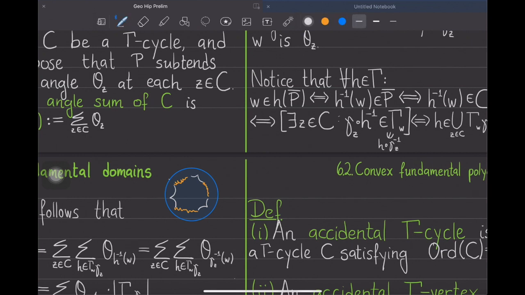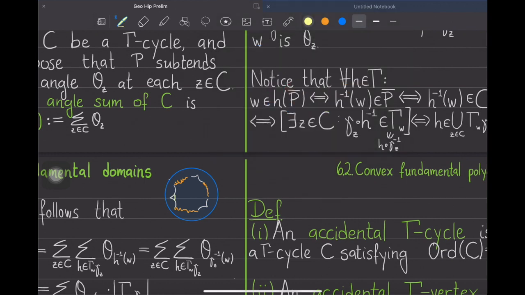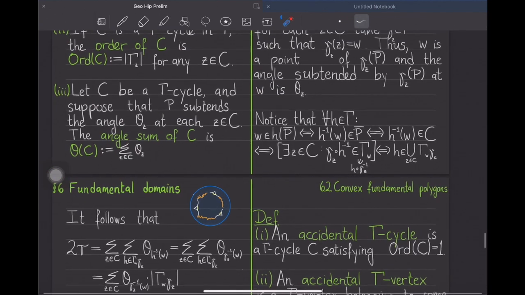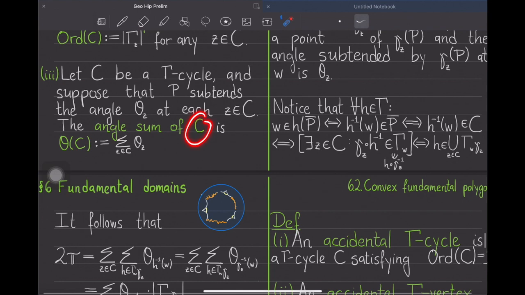And of course, each of those vertices subtends some angle for the polygon, and these angles are not necessarily the same. Okay, but then the angle sum of the whole thing is defined to be just the sum of these angles.